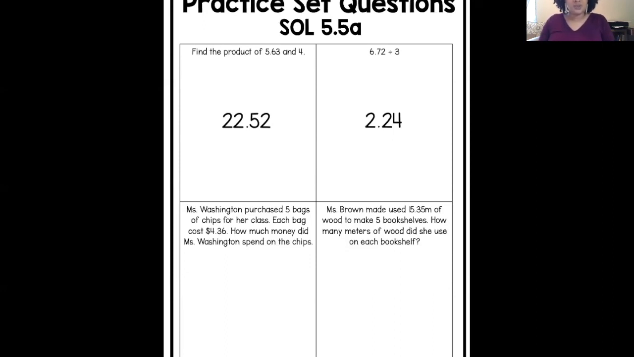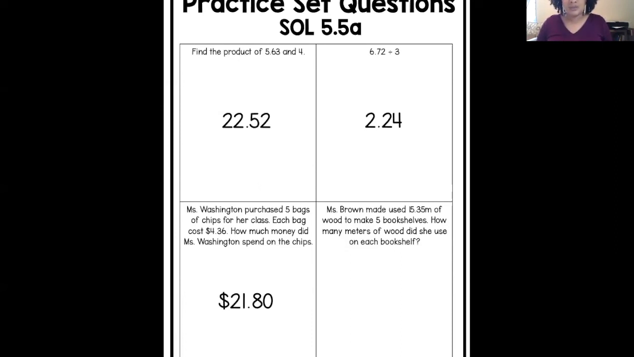The third question was a word problem. Miss Washington purchased 5 bags of chips for her class. Each bag cost $4.36. How much money did Miss Washington spend on the chips? You should have gotten that she spent $21.80 on the chips for her amazing students.